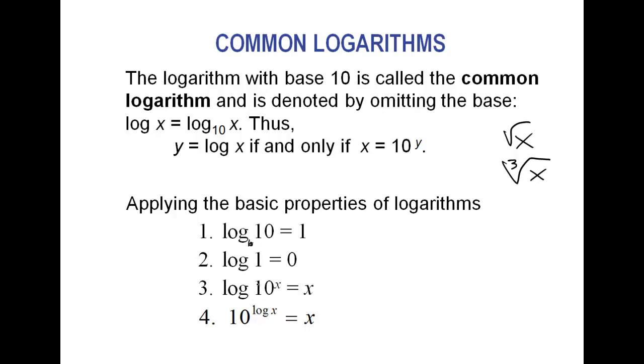If the base is the same here, so we have base 10 equals 10 to a power, then we just get that power. And of course 10 to the log base 10 of x gets us back to x. These are those two inverse properties. This is because they're inverses.